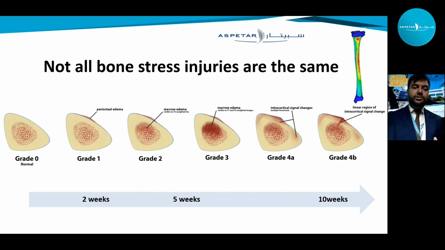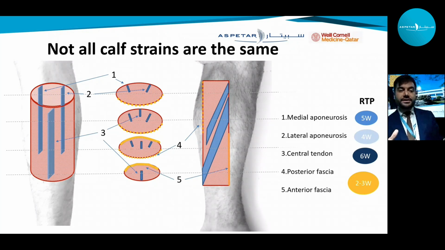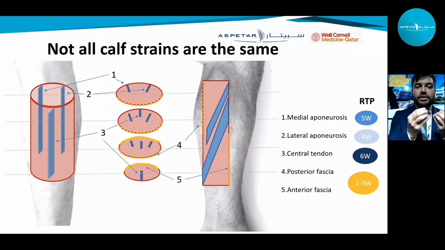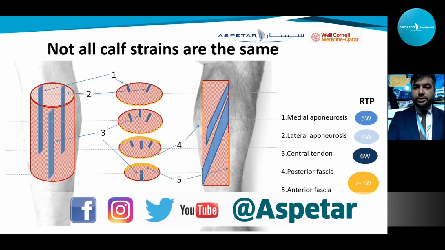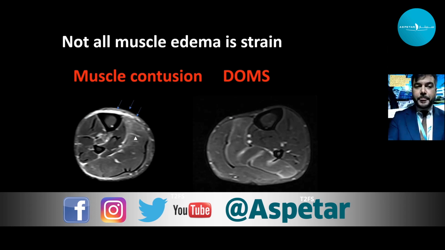Take-home messages. Not all bone stress injuries are the same. There are bone stress reaction, bone stress fracture. There are high-risk areas, low-risk areas. Not all calf strains are the same, depending on whether the injury is in the soleus or the gastrocnemius. We should know precisely the anatomy to provide a potential return to play assessment.